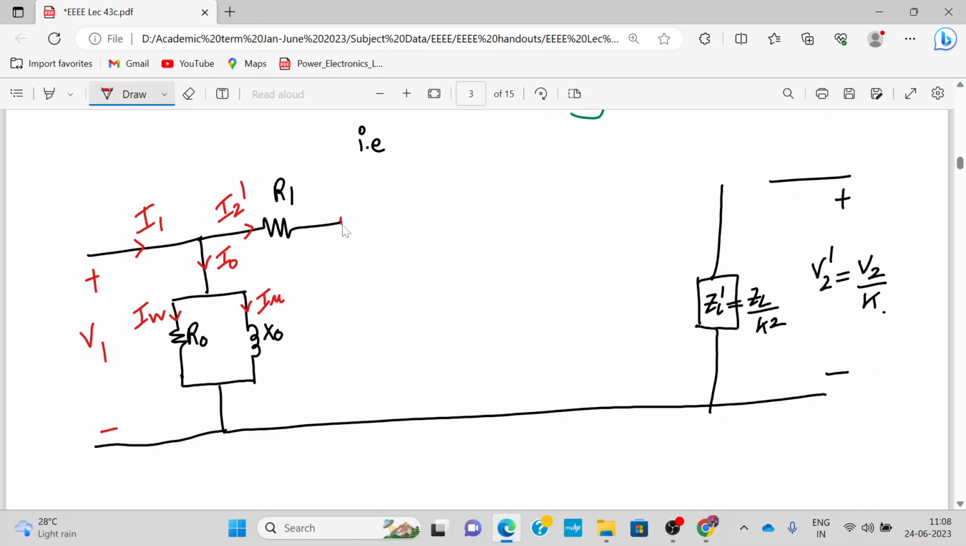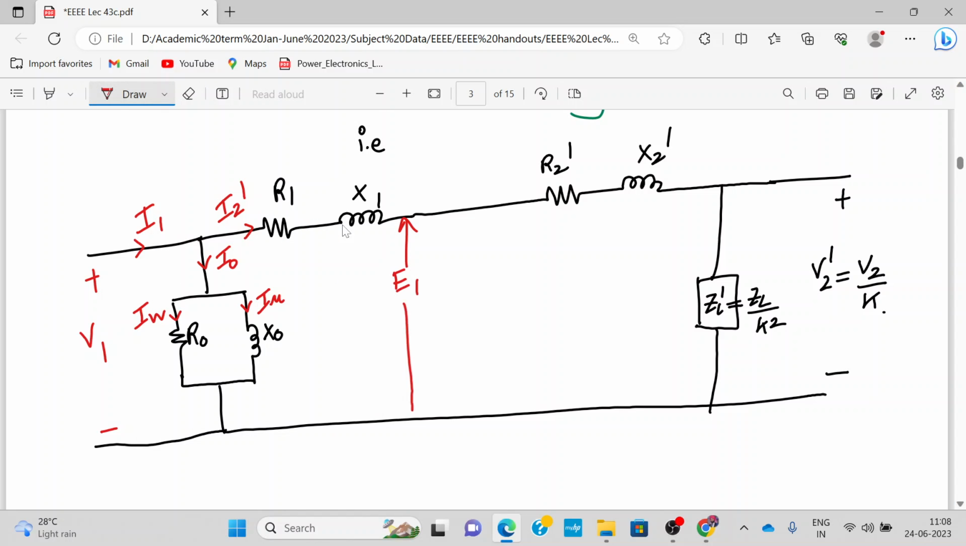So R1 and X1 will come together. Let me take the black pen and do it. X1, and then we have R2 dash and X2 dash. Now this will be exactly proper. X2 dash, R2 dash, and now we can easily mark the induced EMFs. This is E1 and this will be E2. E2 dash will be E2 by K.